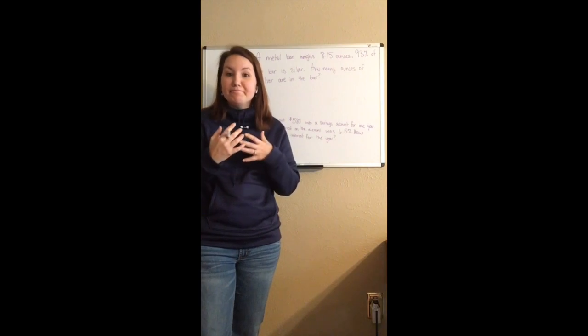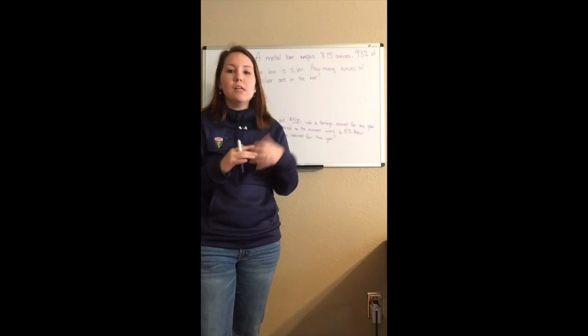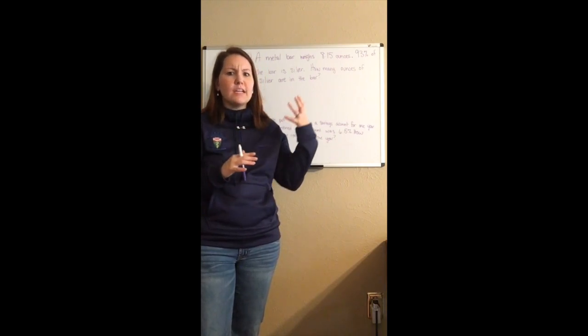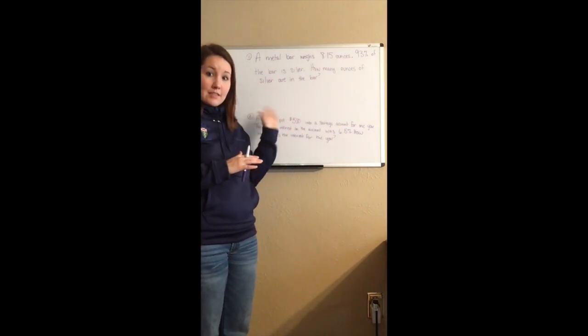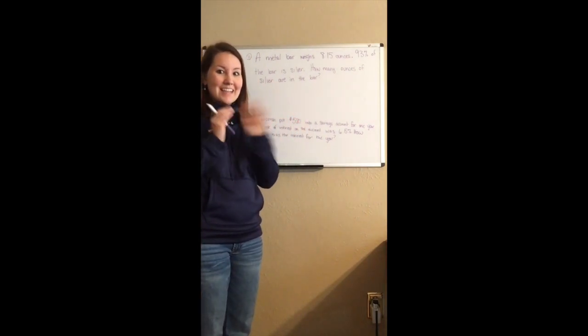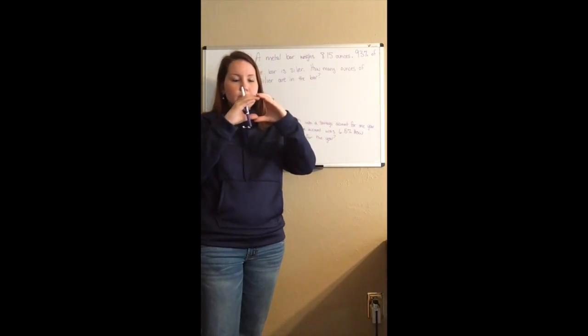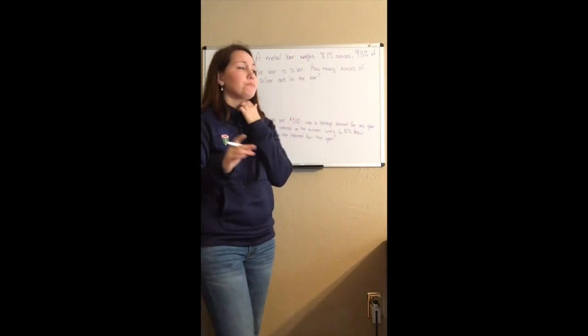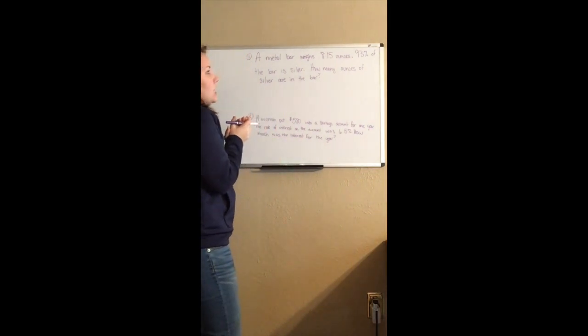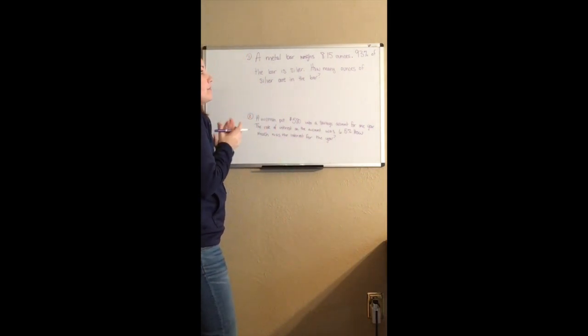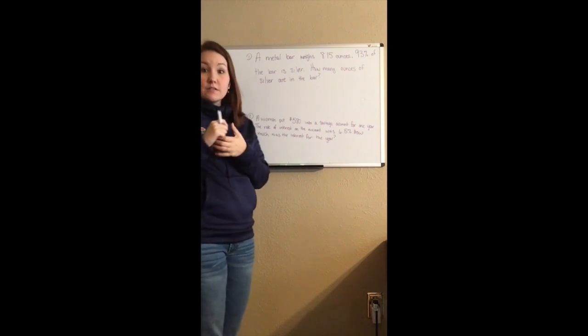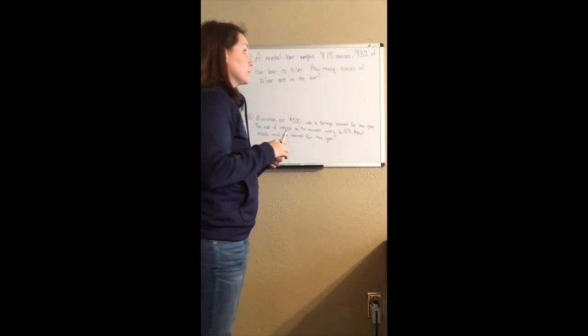Those problems might have seemed a little difficult. But what I want to show you is the things in these problems are exactly as simple as the stuff we've done before. One math equation and that's it. So a metal bar weighs 8.15 ounces. 93% of that bar is silver. How many ounces of silver are in the bar?